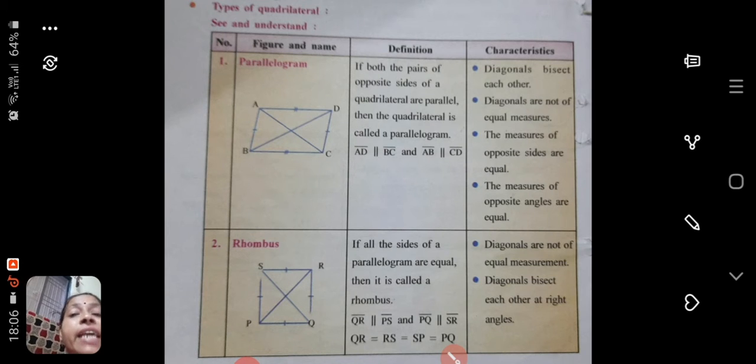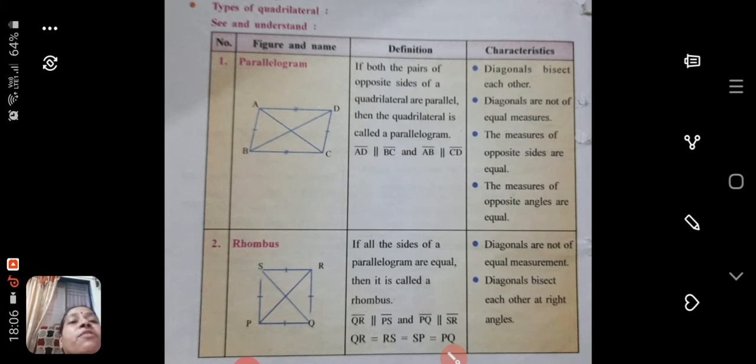And what are the characteristics of a parallelogram? Diagonals bisect each other, diagonals are not of equal measure, the measure of opposite sides is equal, and the measure of opposite angles is equal. These are the characteristics, meaning properties, of a parallelogram. Understand what the main properties are? You have to remember them, because if you don't remember these properties, you will not be able to solve the questions in this chapter.